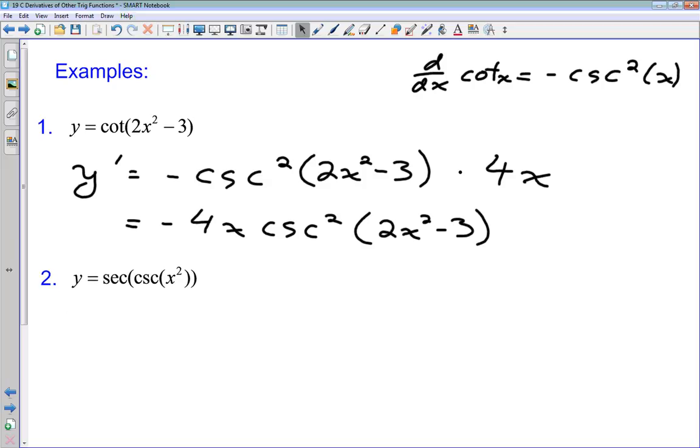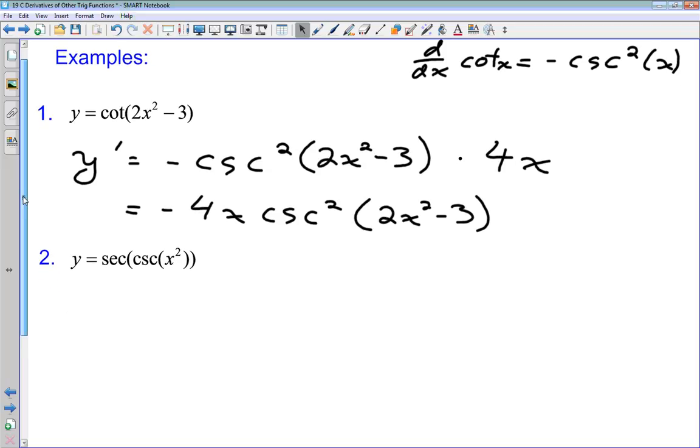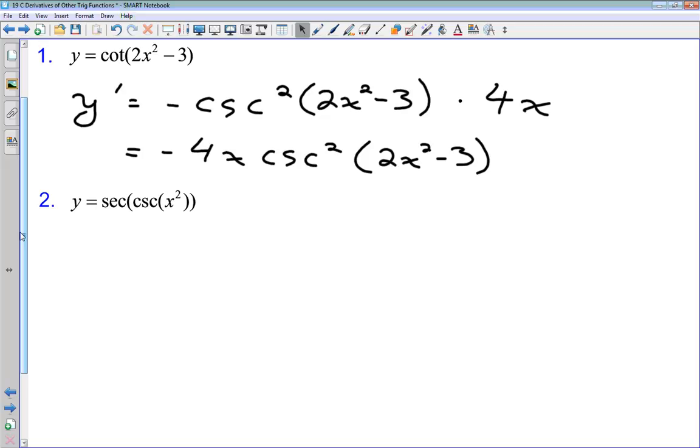All right. So here is where the fun begins. We have got secant of cosecant of x squared. So three functions here, nestled one inside each other. We're going to have to use chain rule twice. Now, the two trig functions we have are secant and cosecant. So let's just establish what are the derivatives of those things.